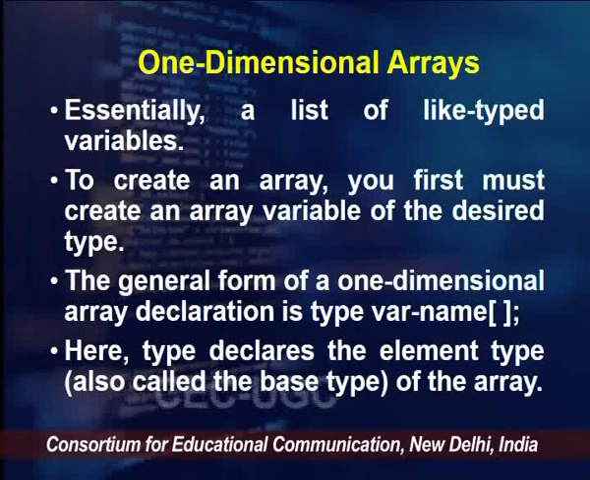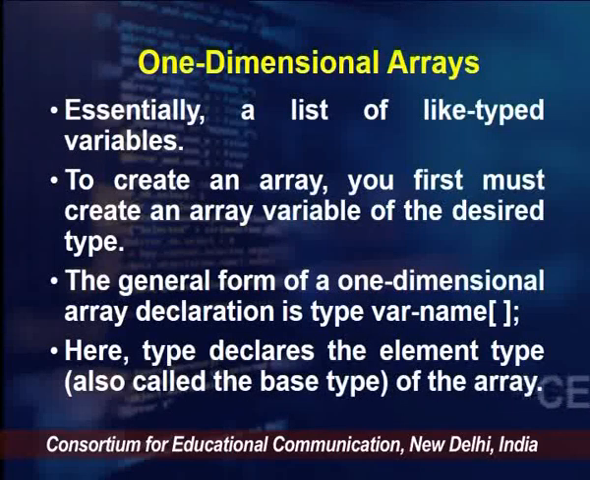When I say one dimensional array, it's a list of like typed variables. When I'm saying it's a list of like typed variables, I'm talking about a single dimensional array, and in order to create the array variable of the desired type, we need to create an array variable, and this creation and instantiation makes arrays different here in the case of Java.